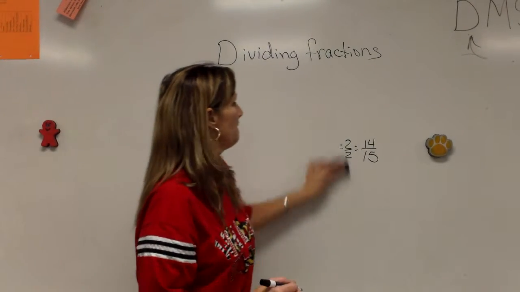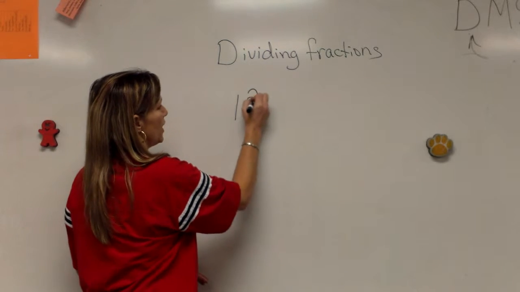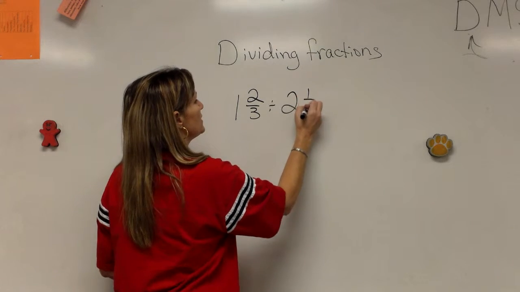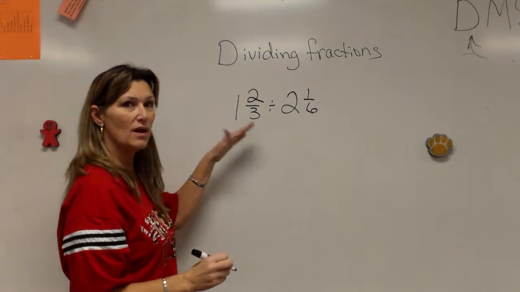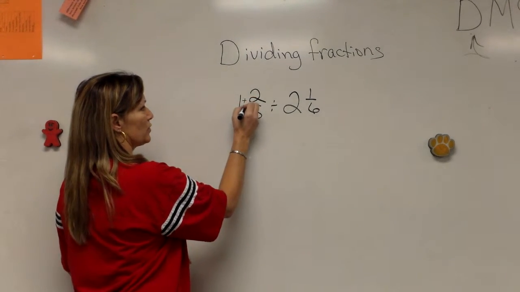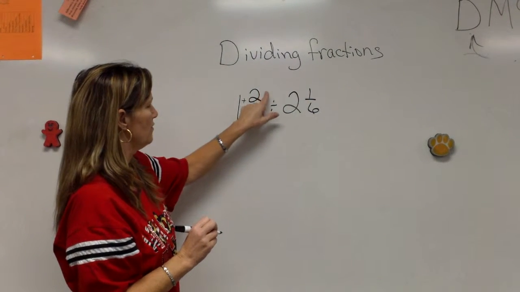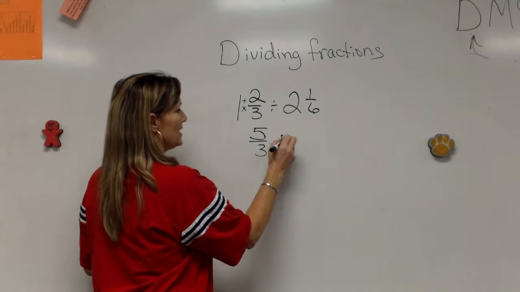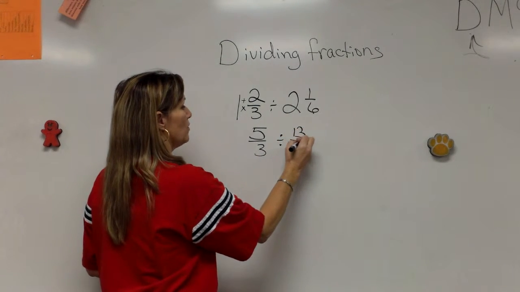Okay, let's try some mixed numbers and some whole numbers. I have 1 2/3 divided by 2 1/6. Okay, just like on multiplication, you cannot divide mixed numbers. I have to use the Texas method, which we've talked about before on another video. 1 times 3 is 3, 4, 5. So I have 5/3 divided by 2 times 6 is 12, plus 1 is 13/6.